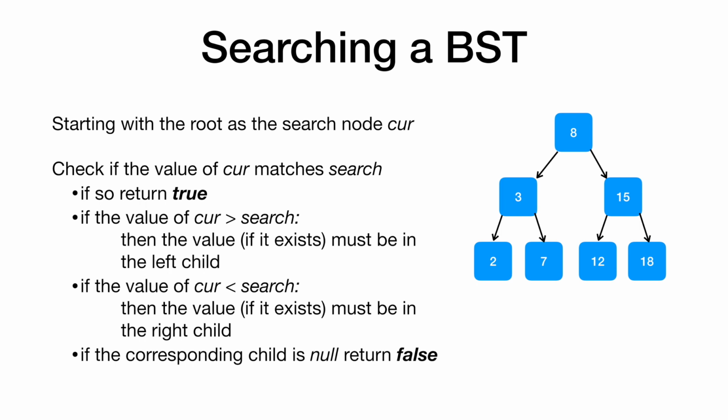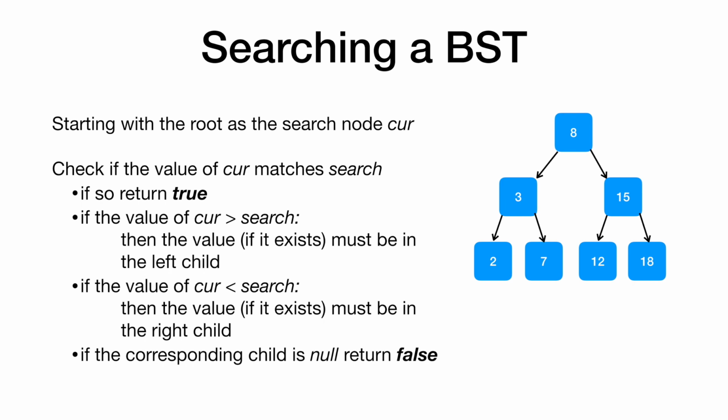And if the subtree we need to look at is null, if it's a null pointer, then that node can't exist. Say the value is bigger than my value, but my right pointer is null, then it should be there somewhere, but it's not, so I return false.